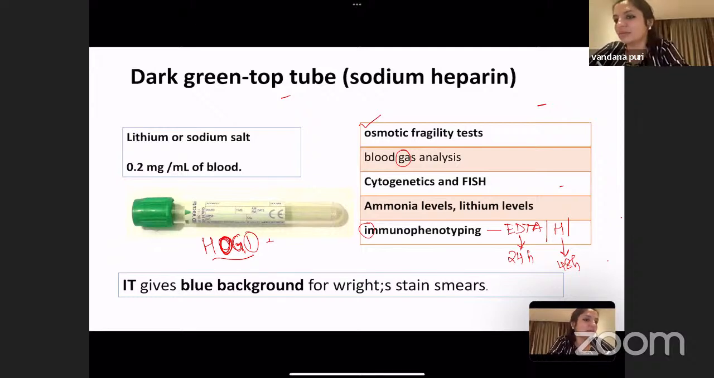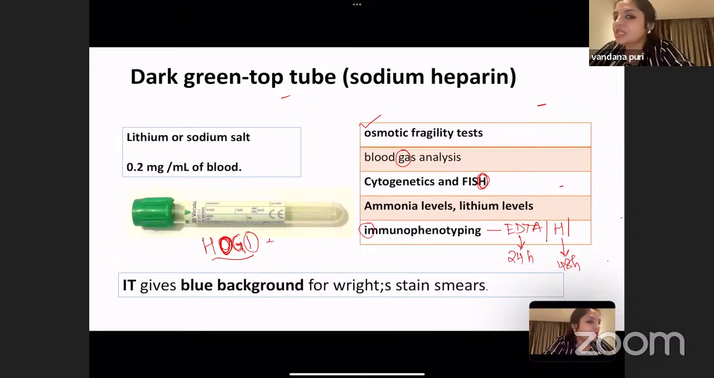Apart from that, you have to remember that for FISH and cytogenetics we can also use heparin. So for PCR, what are we using? EDTA. Remember, there was a question asked in your NEET PG exam: which anticoagulant can never be used for PCR? It is heparin. Heparin can never be used for PCR. Which anticoagulant is particularly used for FISH? Remember, FISH always ends with H. So that is heparin. Fish loves heparin, so FISH is done with heparin.